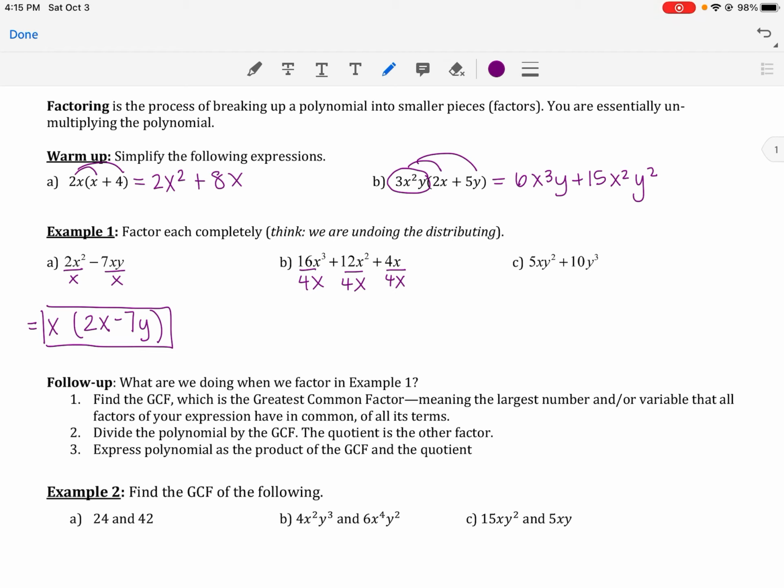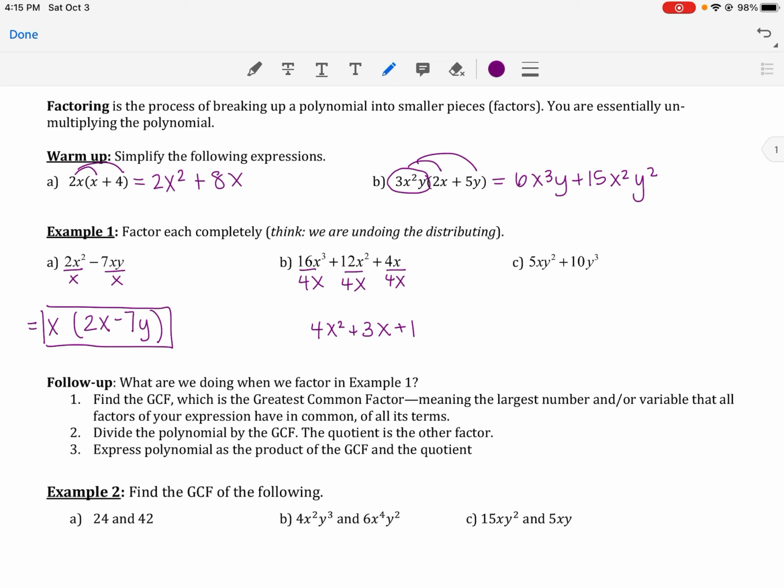So 16 divided by 4 is 4. x cubed divided by x is x squared. Okay, 12 divided by 4 is 3. x squared divided by x is x. 4 divided by 4 is 1. So is x divided by x. So we get a 1 there.